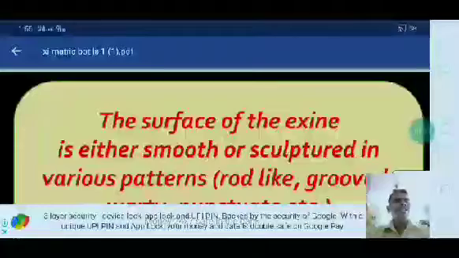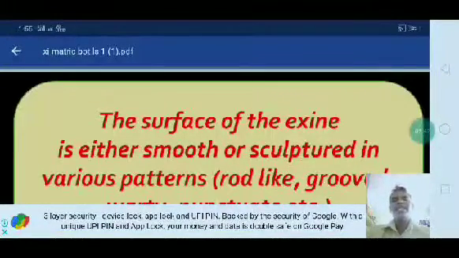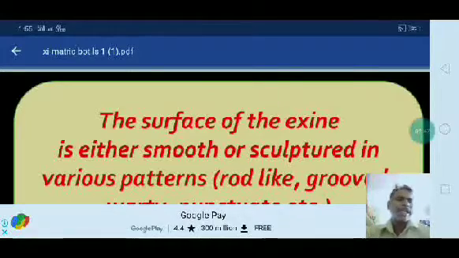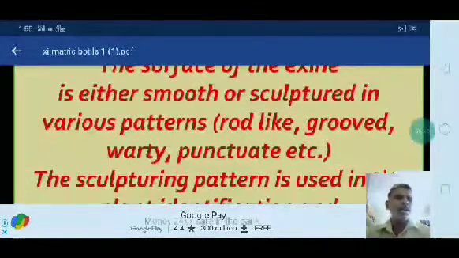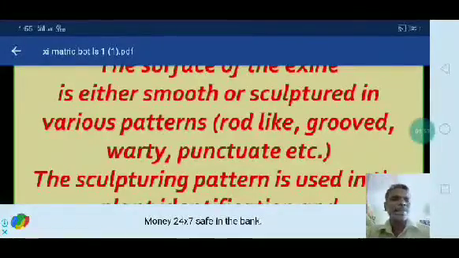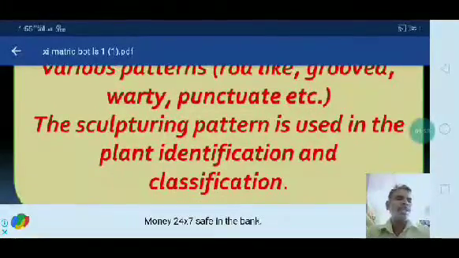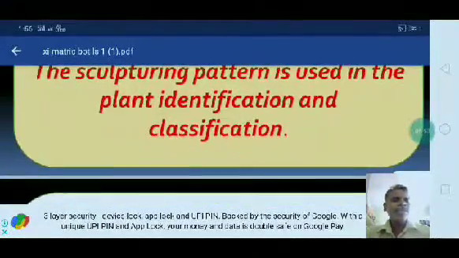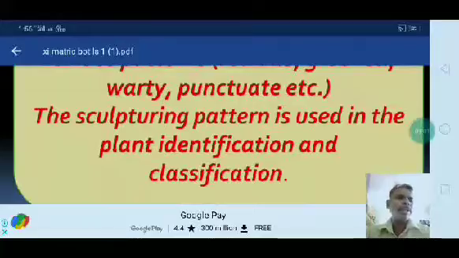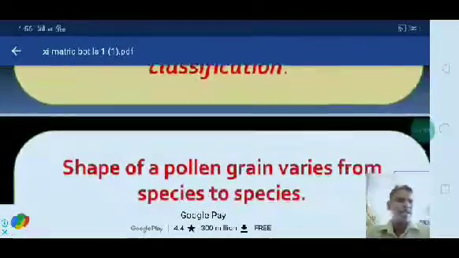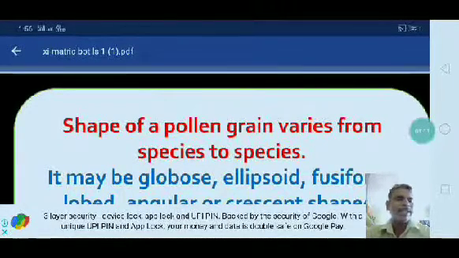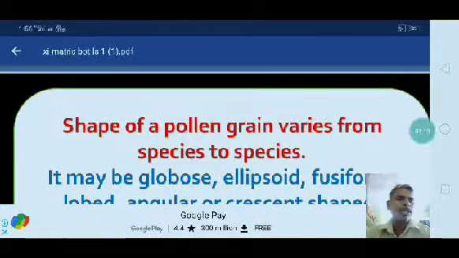The surface of the exine, the outer layer, is either smooth or sculptured in various patterns, looking like rod-like structures, grooved, warty, or punctate. The sculpturing pattern is used in plant identification and classification. The shape of the pollen grain also varies from species to species.